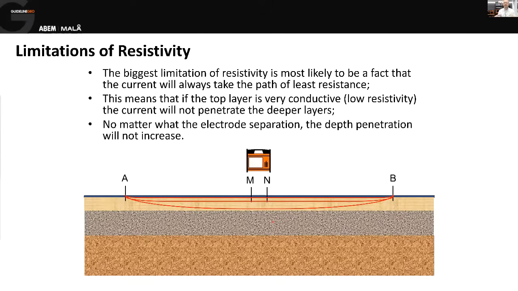That effect remains even if we spread our electrodes further apart and try and force the current deeper in the ground, or even if we turn the power up and actually put more current in. What happens is that the majority of it still stays in that top surface.